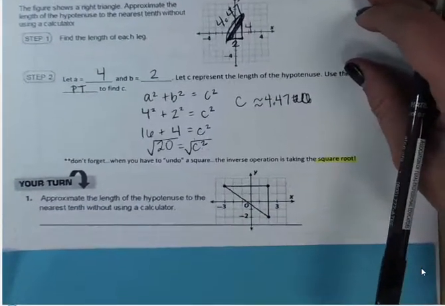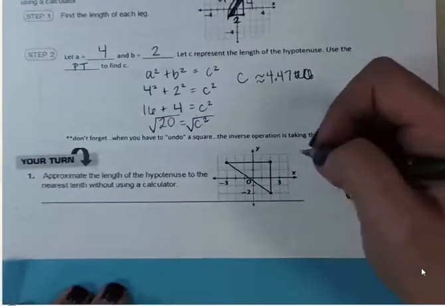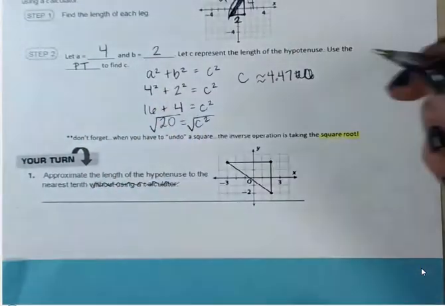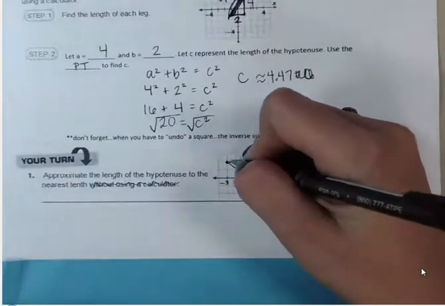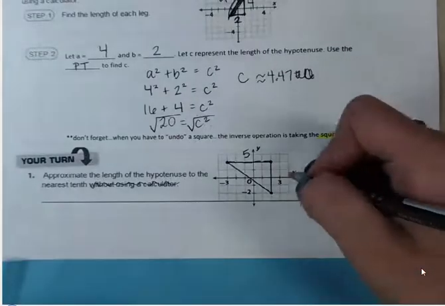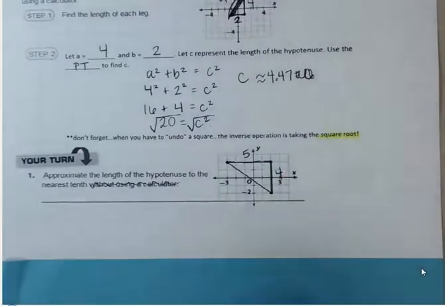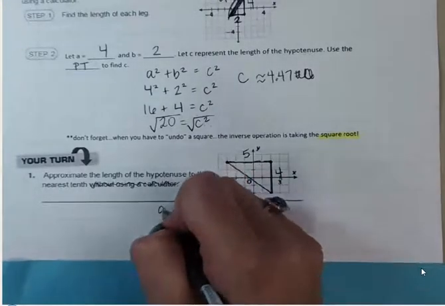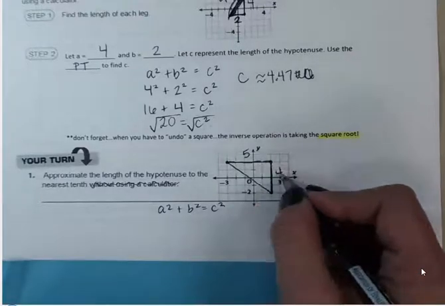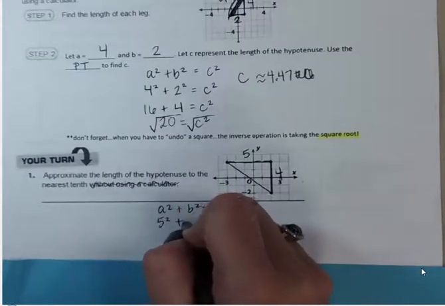Alright, now let's try another one real fast. Approximate the length of the hypotenuse to determine to the nearest tenth. It says without using a calculator. We're going to use a calculator. So you got to find the length of your horizontal. It's 1, 2, 3, 4, 5. The length of your horizontal is 5. The length of your vertical is 1, 2, 3, 4. Okay, so we're going to plug into our formula. A squared plus B squared is equal to C squared. Doesn't matter which one uses A and which one uses B though. So just make sure you only use each one once.